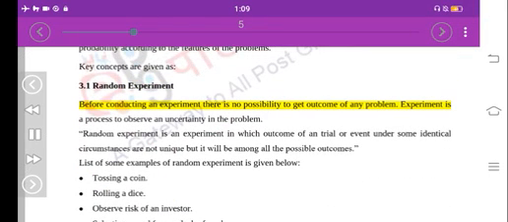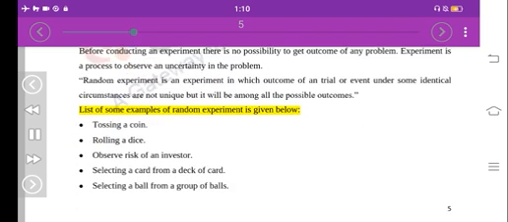Before conducting an experiment, there is no possibility to get the outcome of any problem. An experiment is a process to observe an uncertainty in the problem. A random experiment is an experiment in which the outcome of a trial or event under some identical circumstances is not unique, but it will be among all the possible outcomes. A list of some examples of random experiments is given below.